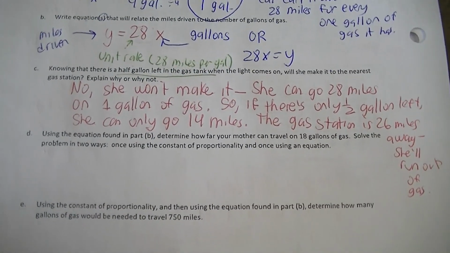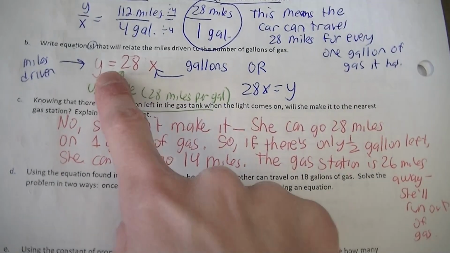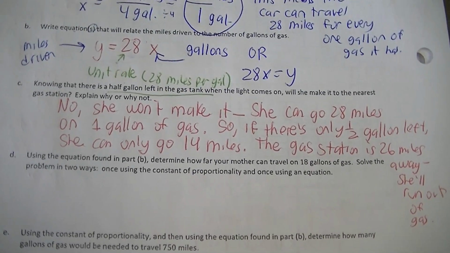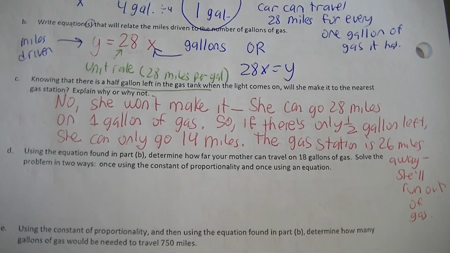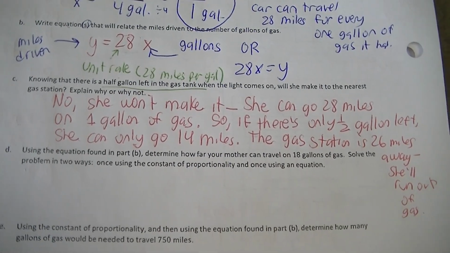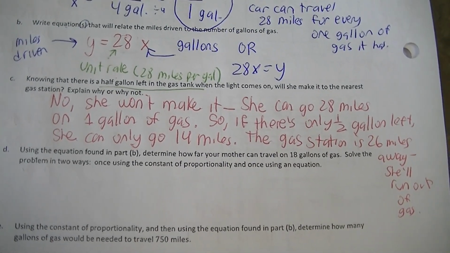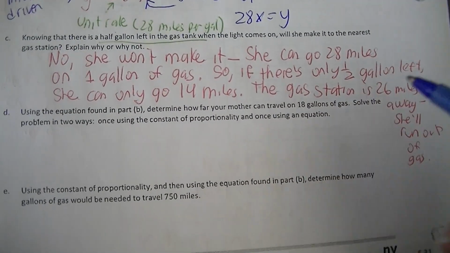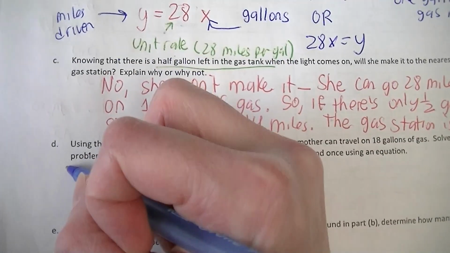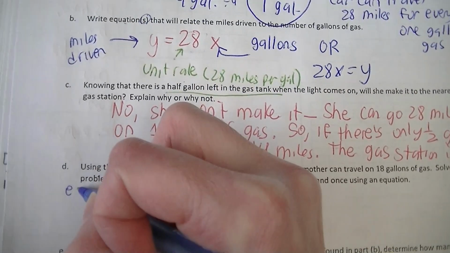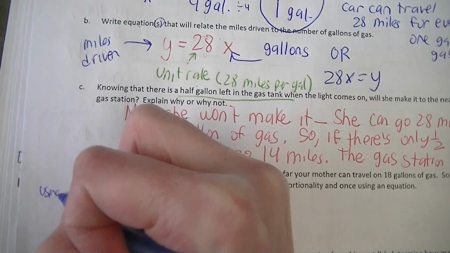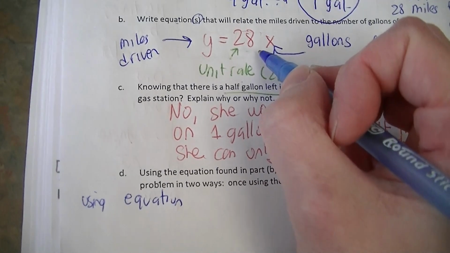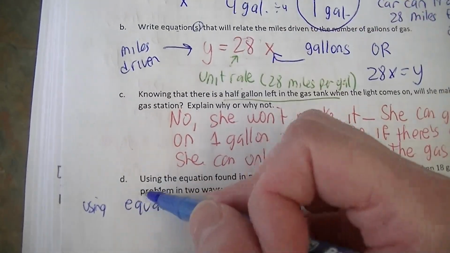Okay, letter D. Using the equation found in part B, determine how far your mother can travel on 18 gallons of gas. So it says solve the problem in 2 ways, once using constant proportionality and once using an equation. So I'm going to show you a couple of ways actually, because I want you to be flexible in your thinking, okay? So the first way I'm going to show you is using the equation. And luckily I have it written right up there, so it's going to be really easy to just use it as a resource.